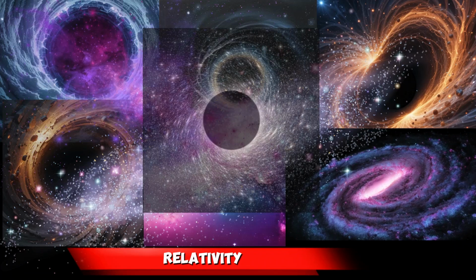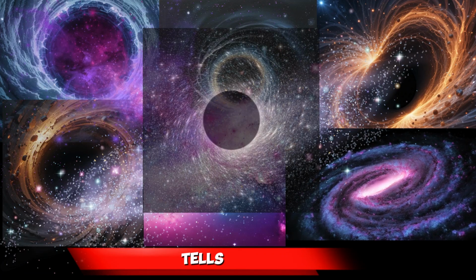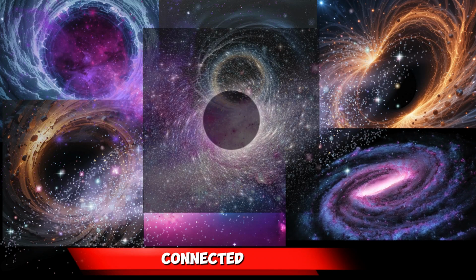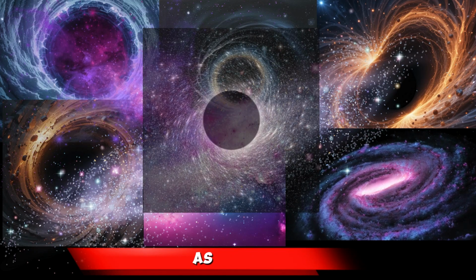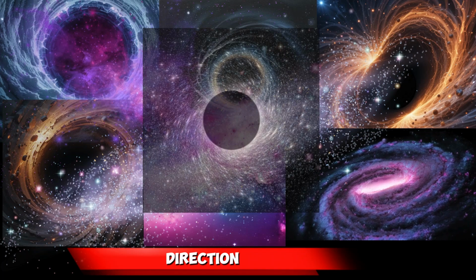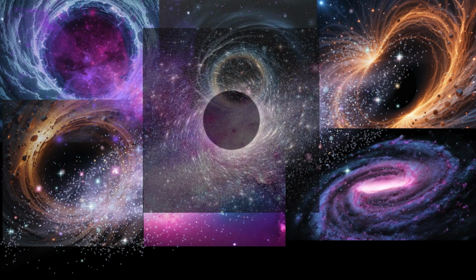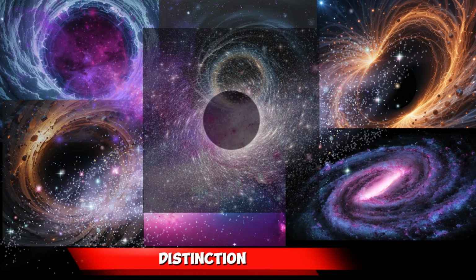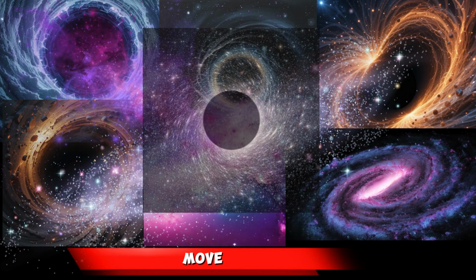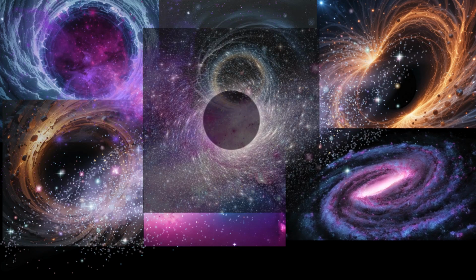The role of relativity. Einstein's theory of relativity tells us that space and time are connected, forming a structure known as space-time. In space, we can move in any direction, but in time, we always move forward. Light cones show this distinction clearly. While we can freely move around within space, we cannot move backward in time.